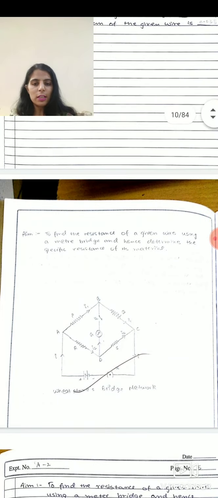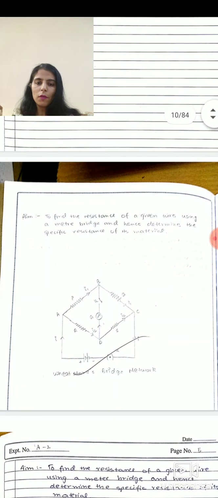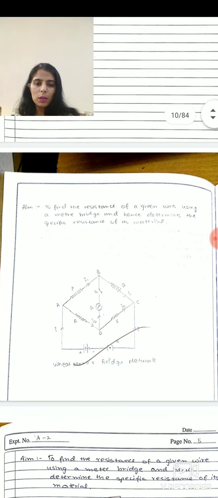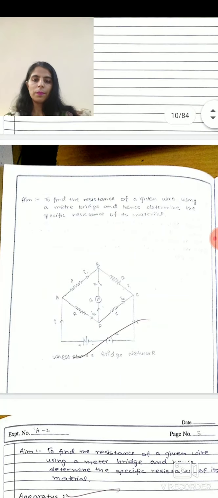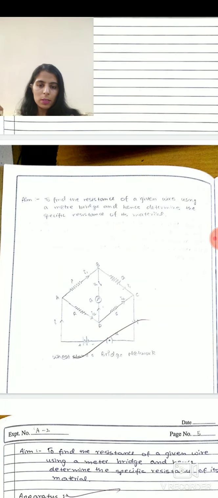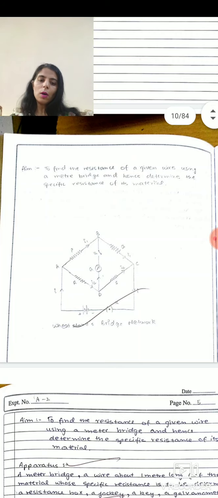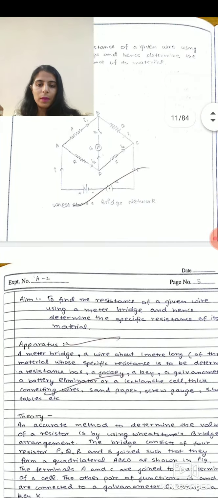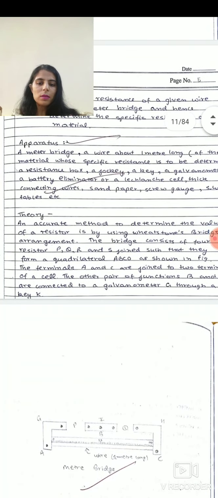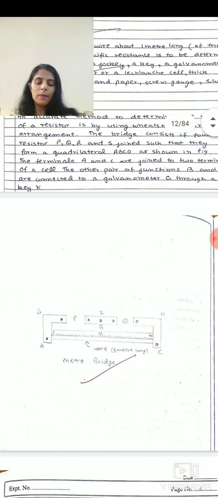Now come to the second experiment, that is to find the resistance of a given wire using a meter bridge and hence determine the specific resistance of the material. The principle of a meter bridge is the Wheatstone bridge. So draw a Wheatstone bridge network on the left hand side. After that, write the aim, apparatus, and theory on the right hand side.